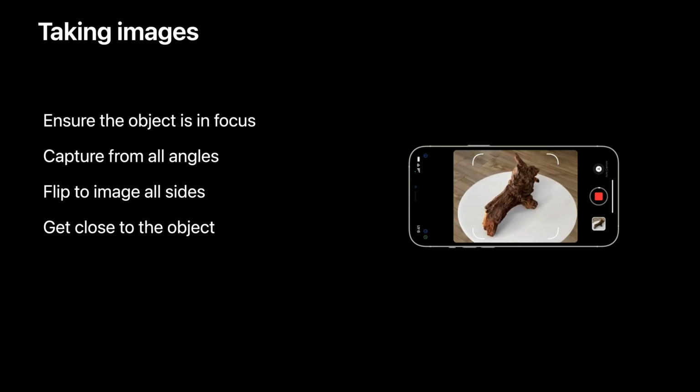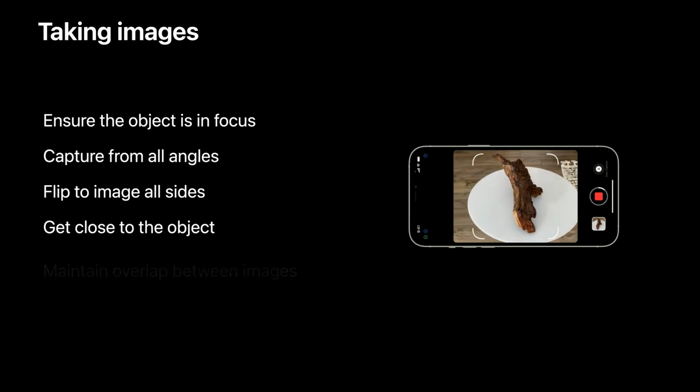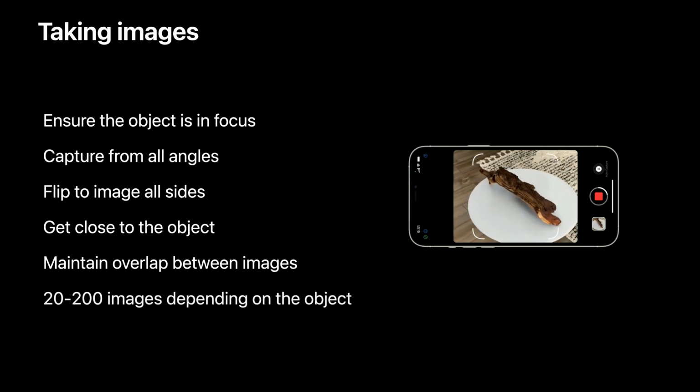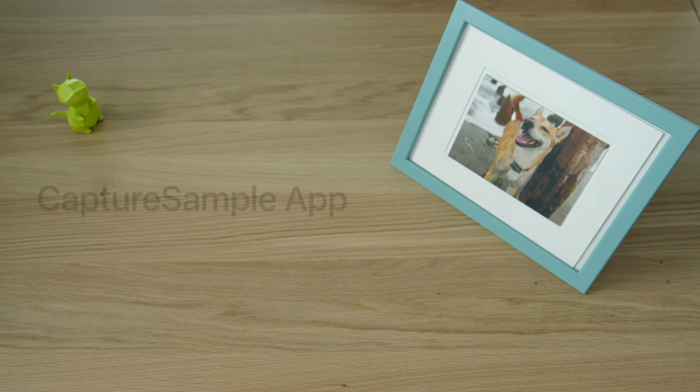One way to do this is to use portrait or landscape mode depending on the object's dimensions and orientation. Also, try to maintain a high degree of overlap between the images. Depending on the object, 20 to 200 close-up images should be enough to get good results. To help you get started capturing high-quality photos with depth and gravity on iOS, we provide the Capture Sample app. This can be used as a starting point for your own apps.